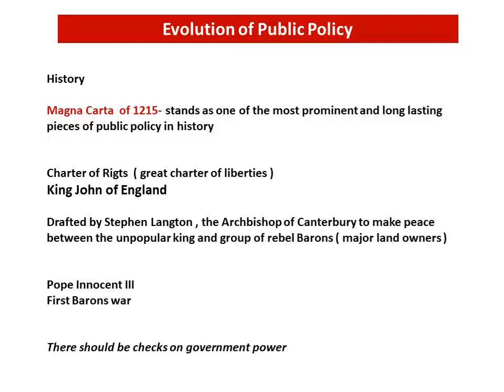It was first drafted by Stephen Langton, the Archbishop of Canterbury, to make peace between the unpopular king and a group of rebel barons. They are the major landowners. And it promised the protection of church rights, protection for the barons from illegal imprisonment, access to swift justice, and limitation on feudal payments to the crown, etc.